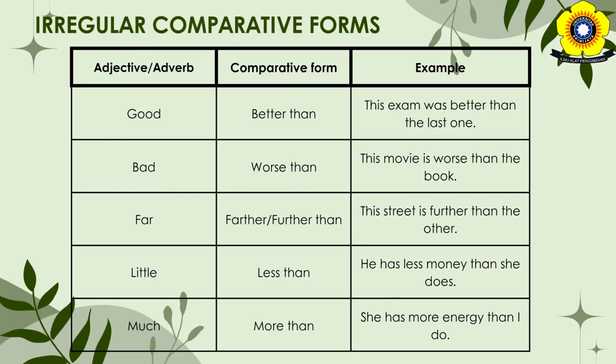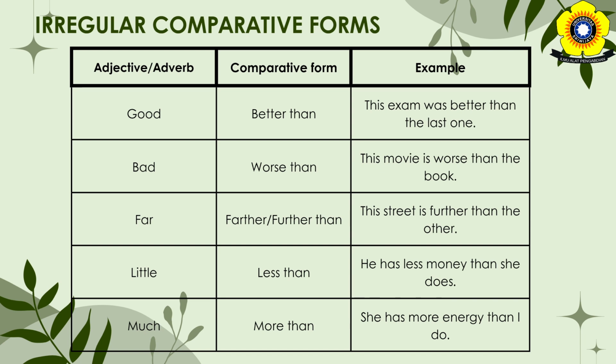Irregular comparative forms. In this table, you can see the irregular comparative forms. For good, the comparative form is better than. Example, this exam was better than the last one. For adjective bad, the comparative form is worse than. Example, this movie is worse than the book.